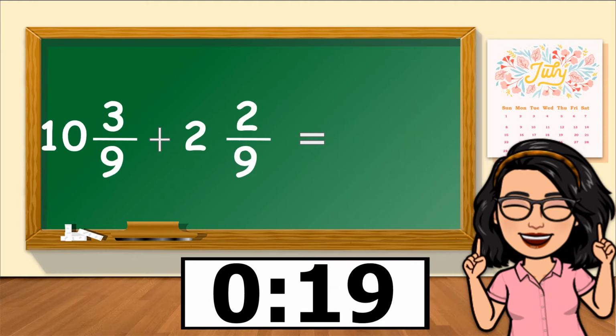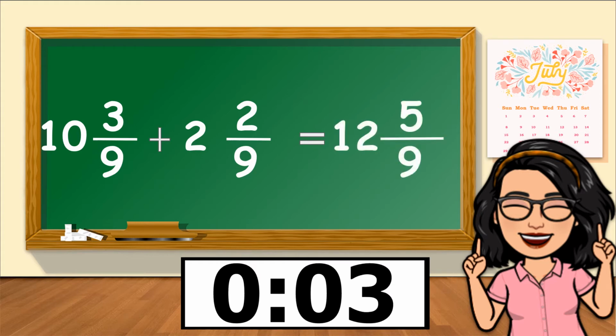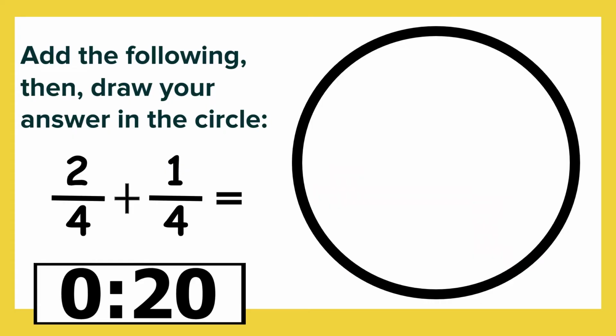Another example. Add the whole numbers. 10 plus 2 is 12. Copy the denominator, which is 9. Then add the numerators. 3 plus 2 is 5. So the answer is 12 and 5 over 9.